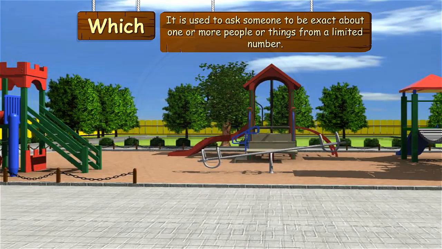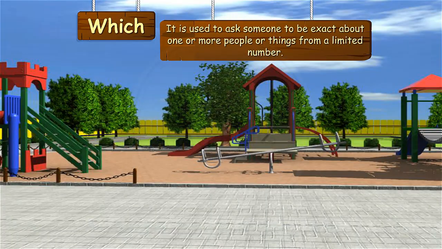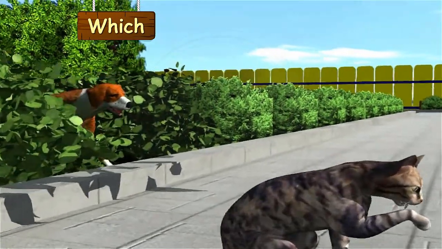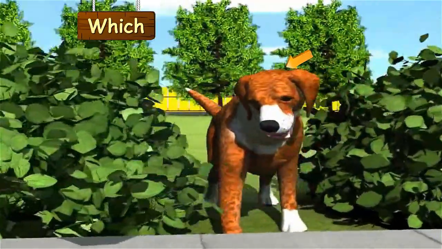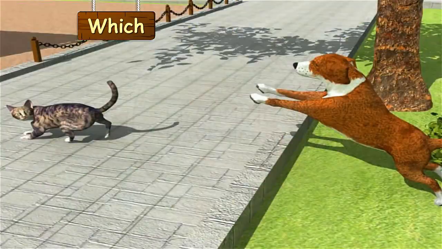Which is used to ask someone to be exact about one or more people or things from a limited number. For example, which animal appeared from the bushes? Here, the name of the animal among all the other animals that appeared is asked.